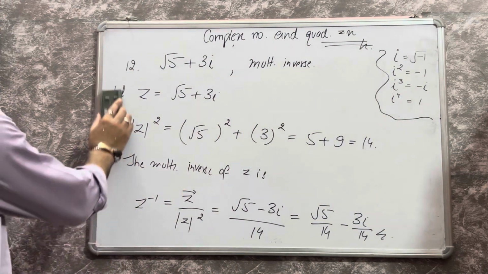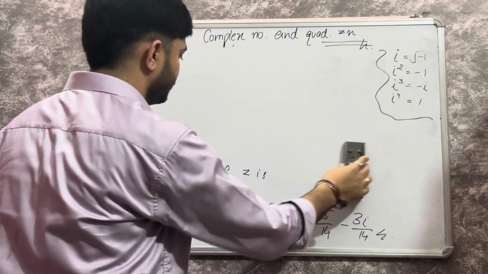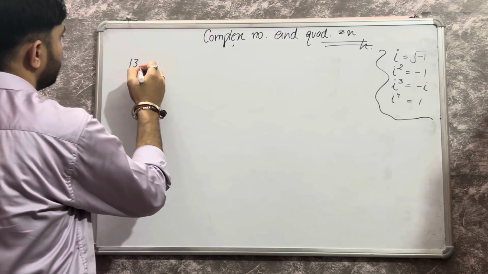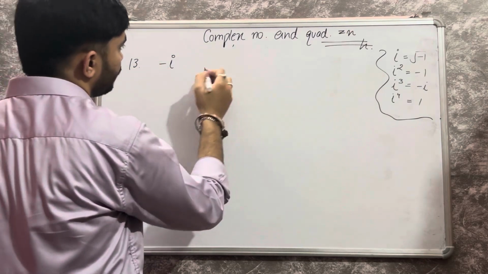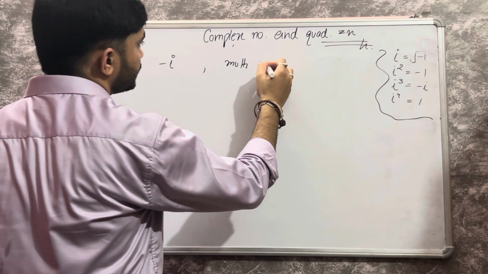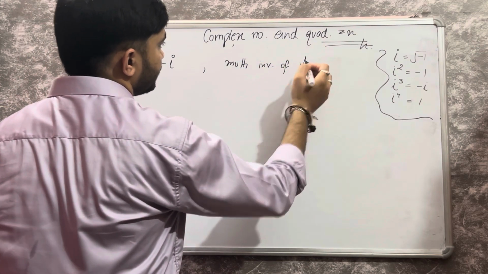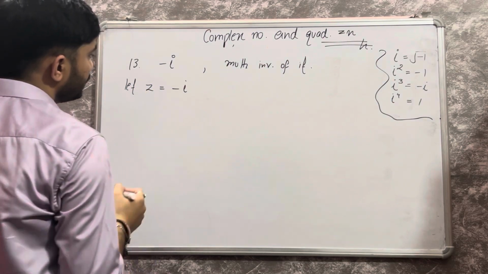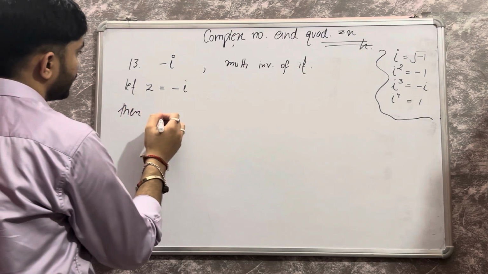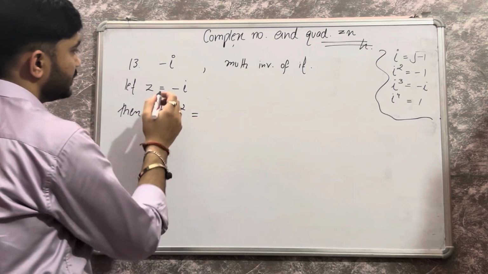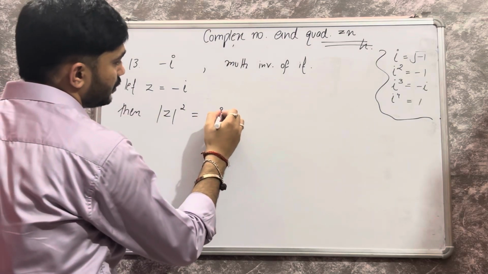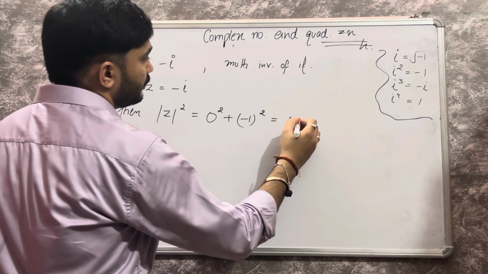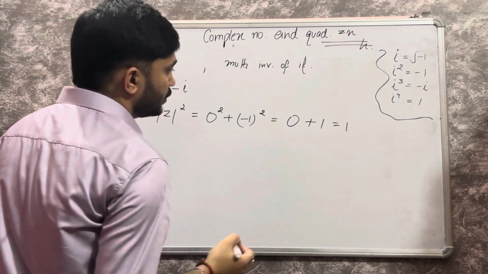Moving towards the next question. The next question is 13, minus iota. We have to find the multiplicative inverse of it. How we are going to do so? Let z is equal to minus iota. Then we are going to find mod z square. Since there is no real part, so 0 square plus the imaginary part is minus 1 square. So the answer will be 0 plus 1 is equal to 1.